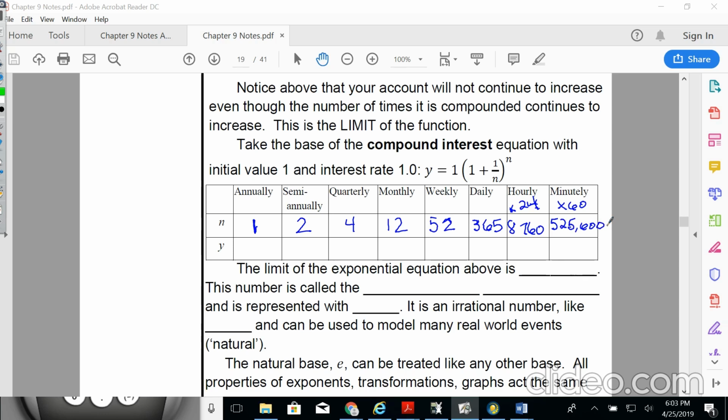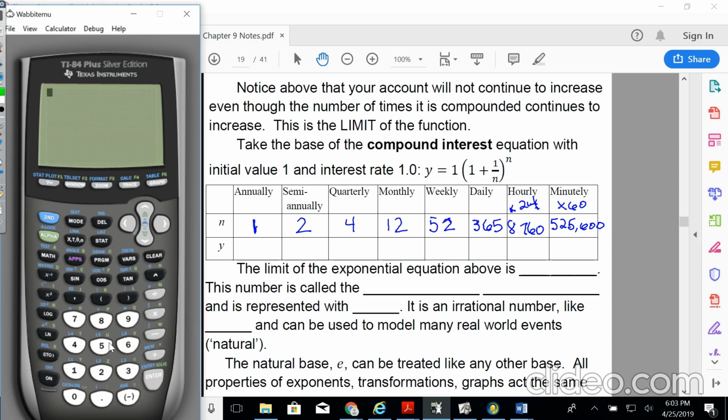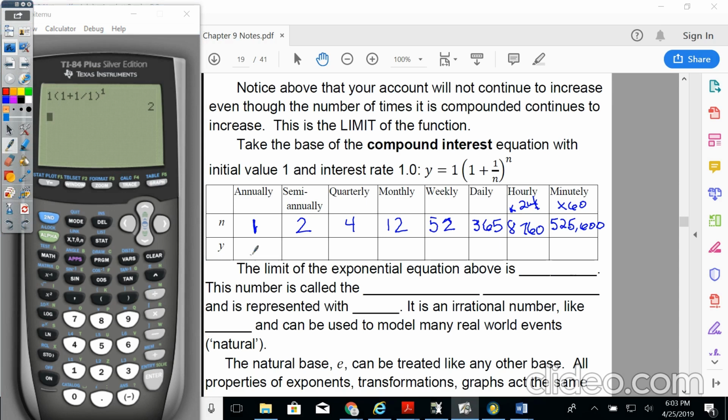So now what we're going to do is take those numbers and plug them in for n. I'm just going to copy paste like I was doing earlier with this formula. So 1 times (1 plus 1 divided by 1) to the 1 exponent, and we get 2 there. We could have figured that one out, but we'll just put it as 2.